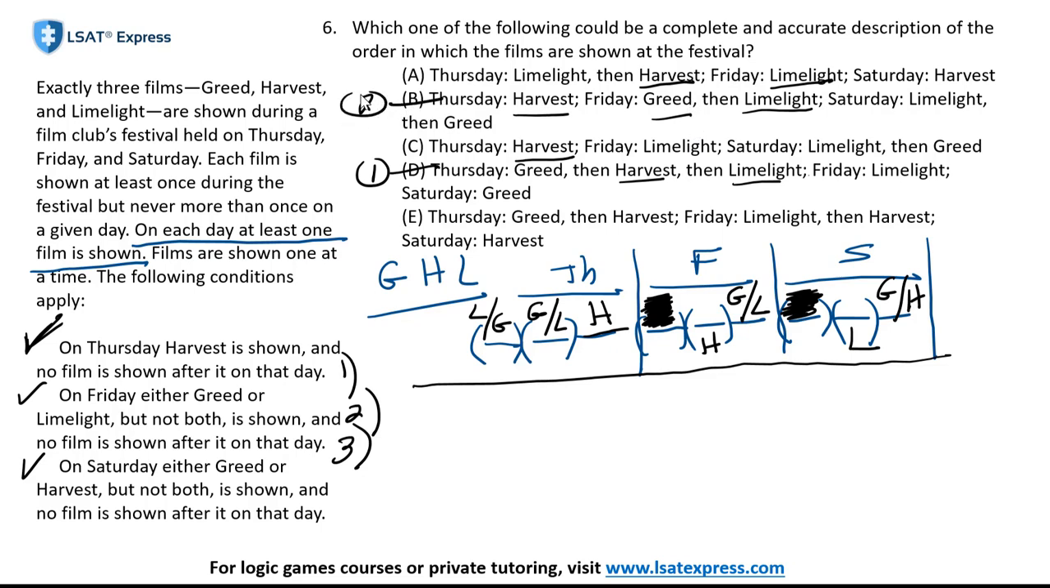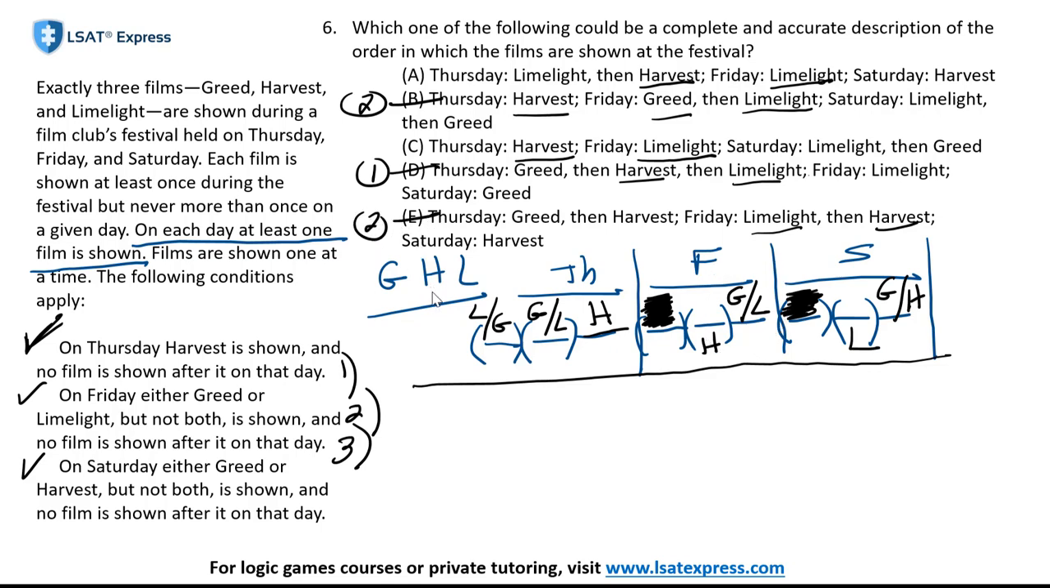Now you have to get rid of 4 answer choices, and there are only 3 rules. So one rule is going to have to get rid of 2 answer choices. So we got rid of B, but let's continue with rule 2, see if it gets rid of anybody else. I look at C. Friday ends with L, and G does not appear, so that's fine. How about E? Let's see if we can get rid of E. Friday, Limelight, then Harvest, and that violates our rule. Last film on Friday has to be G or L, so E is gone. Rule 2 gets rid of E as well.